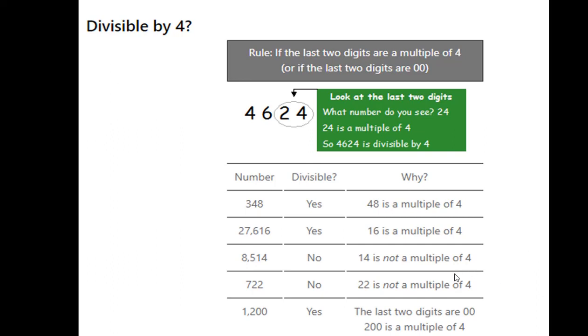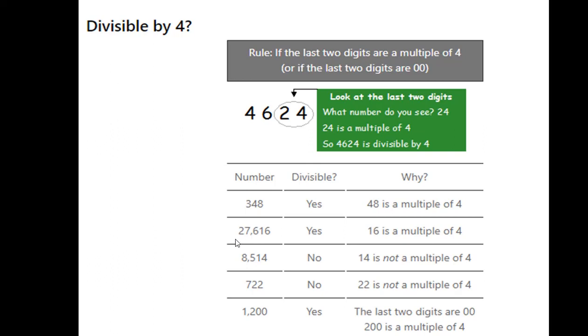We will look into some more examples. 348. The last two digits are 48. 48 is a multiple of 4, so the number 348 is divisible by 4. Then the next example, 27,616. The last two digits are 16. 16 is a multiple of 4, so the number itself is divisible by 4.